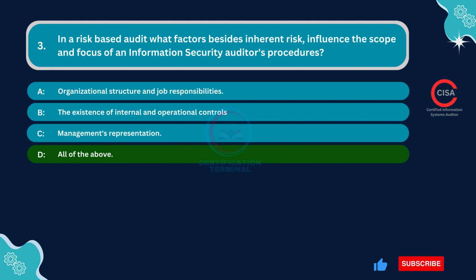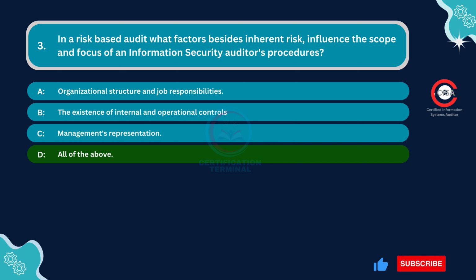All of the above. Management's representation provides insights into their understanding and approach to managing risks within the organization. This helps auditors assess the effectiveness of risk management practices. Understanding the organization's structure and job responsibilities is crucial for assessing how risks are distributed across different departments and levels within the organization. It helps auditors identify areas of potential vulnerability or gaps in control.